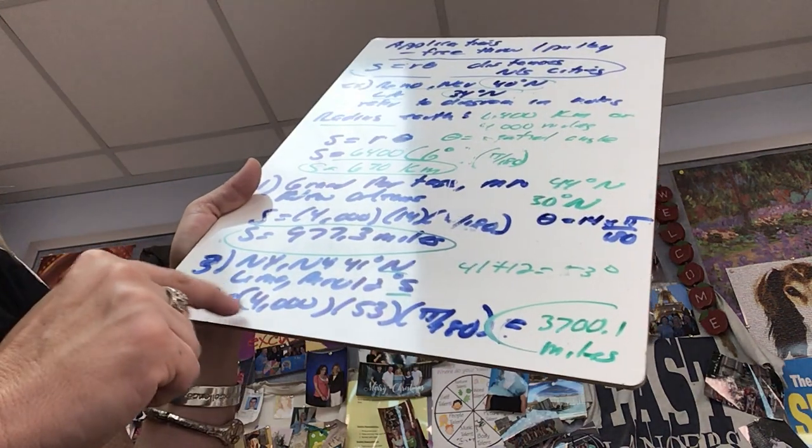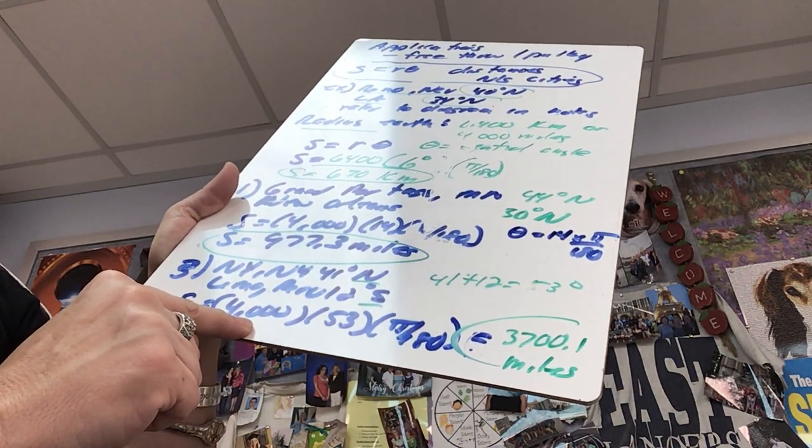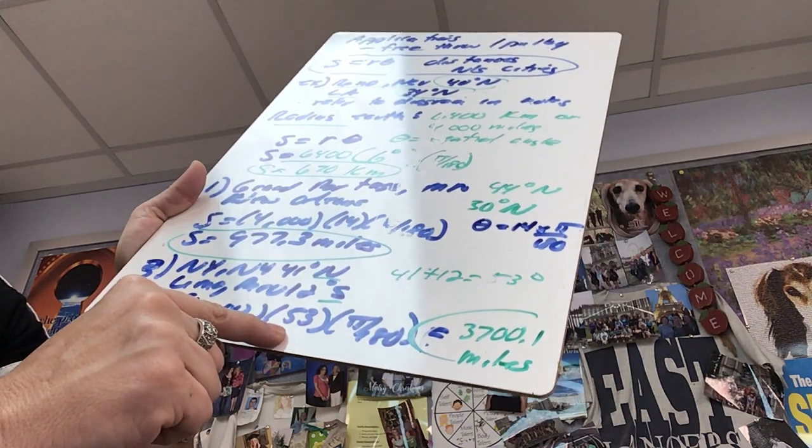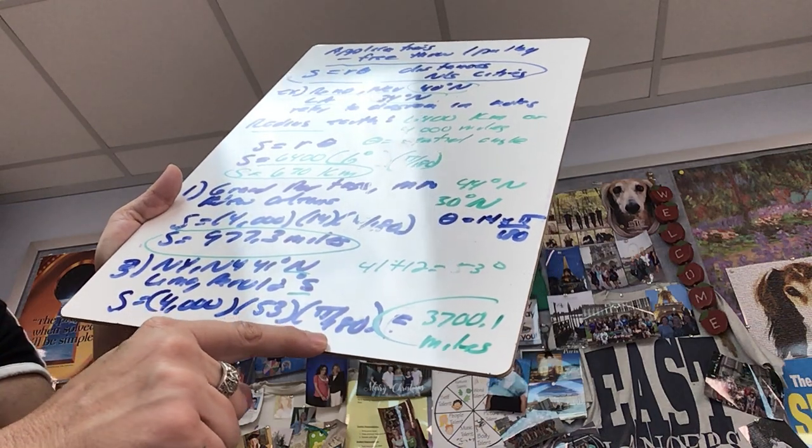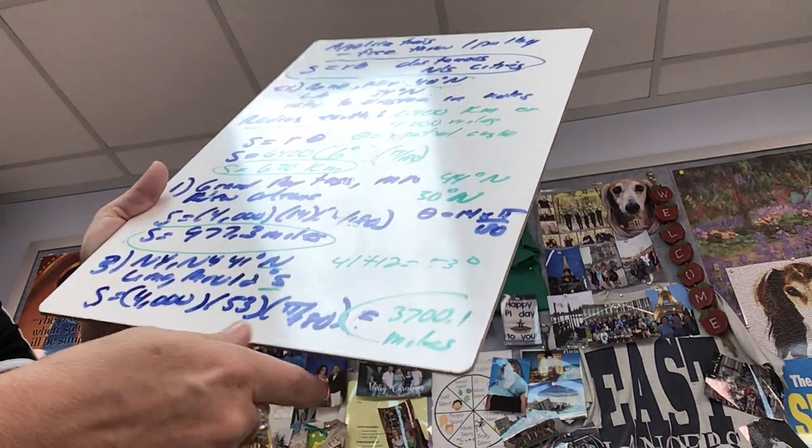Okay, so the arc length equals r times theta. My radius is 4,000 miles. The difference or the angle between those two is 53 degrees, but of course I change that to radians, and we get a little over 3,700 miles.